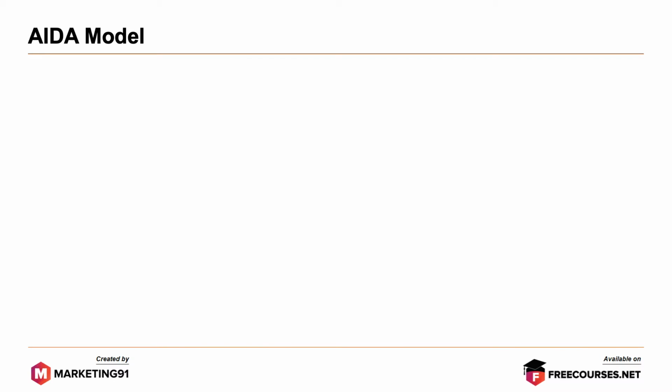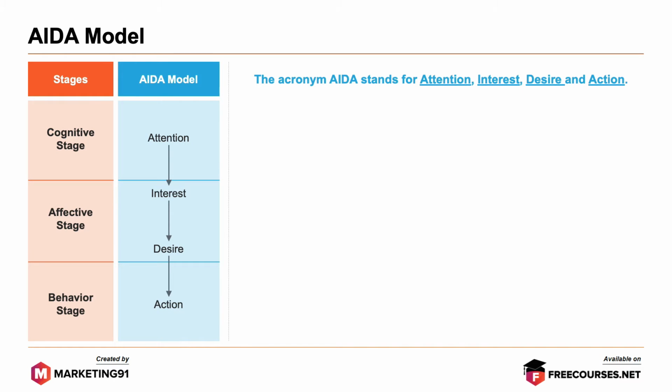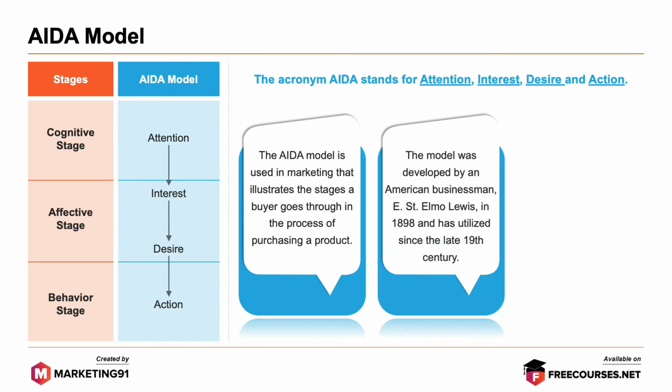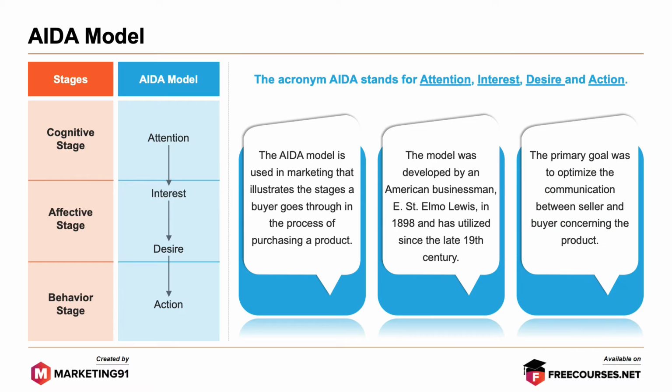Starting with the AIDA model. The acronym AIDA stands for Attention, Interest, Desire, and Action. The AIDA model is used in marketing to illustrate the stages a buyer goes through in the process of purchasing a product. The model was developed by an American businessman, Elmo Lewis, in 1898 and has been utilized since the late 19th century. The primary goal was to optimize the communication between the seller and buyer concerning the product.